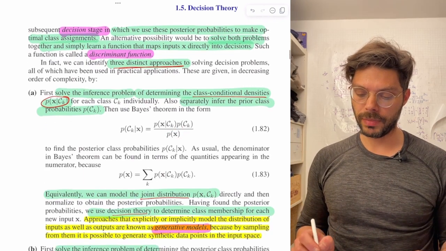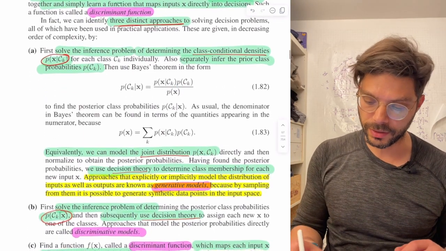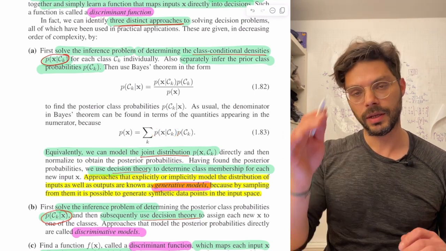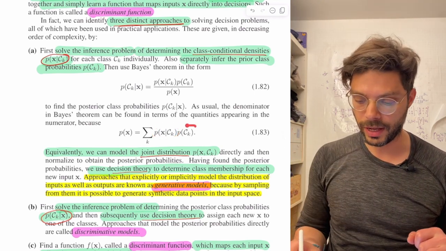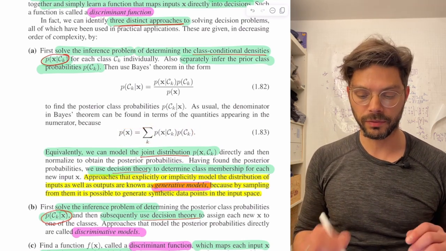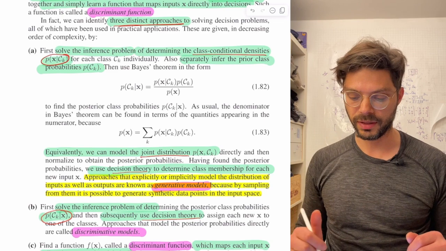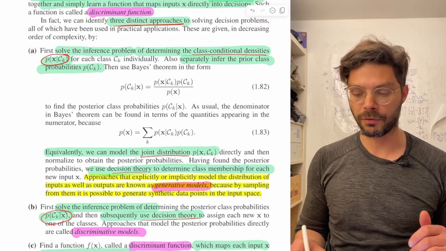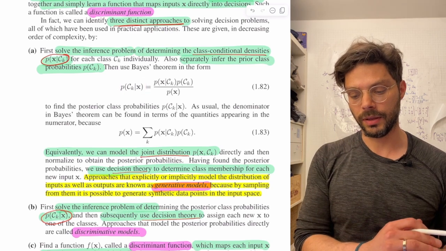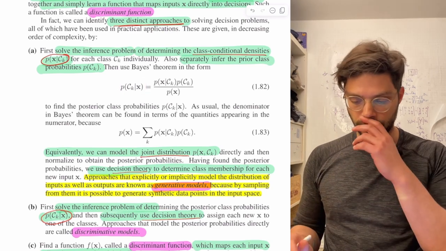And the cool thing is that given this particular probability, the probability of the data point given the class, you can actually get the marginal distribution of the data point, and that'll be important. We'll see in a second. But that's a little thing you get for free that you don't get if you just work with the posterior probability. Okay.